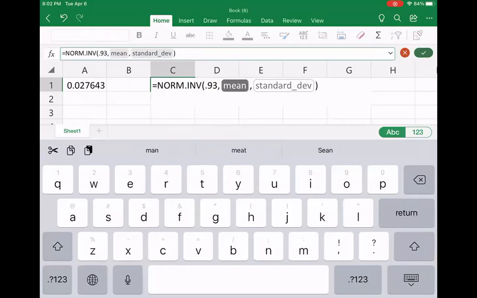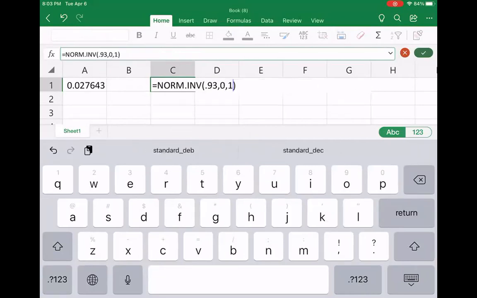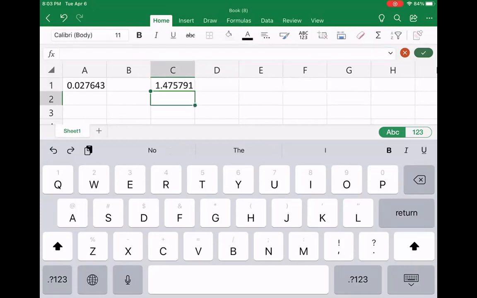Our mean, because we're on a standard normal, we're going to put 0. And you can do 1 for the standard deviation. The other function you could have used, which I think I told you how to use, was NORM.S.INV or something like that. You can use either because you're finding z-scores. Just when you use this function, make sure you change your mean to 0 and your standard deviation to 1, if you're on a standard normal. So when I do this, I get 1.475791. That's more accurate, but the value is about 1.48, which is what we calculated a second ago.